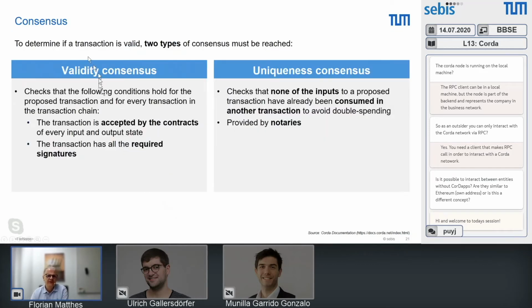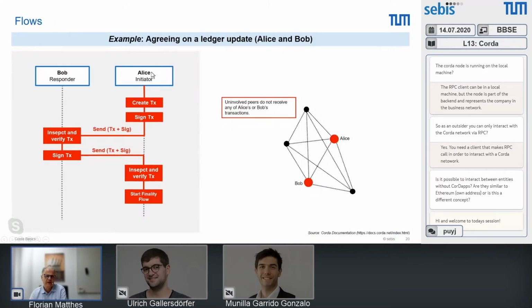So that's more or less what we call consensus. The validity consensus is that the semantics of the operation is correct, so that all transactions are accepted by the contracts on each input and output stage, and also that the transaction has all required signatures. So that all parties, Alice and Bob, at the end signed it.